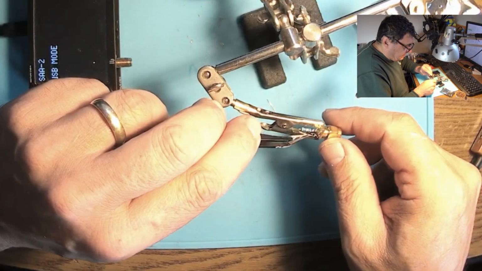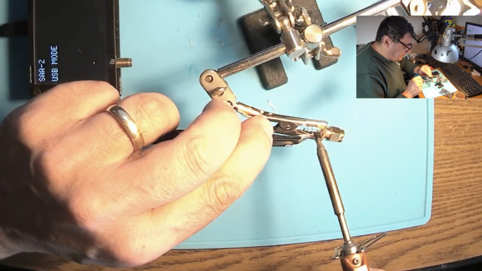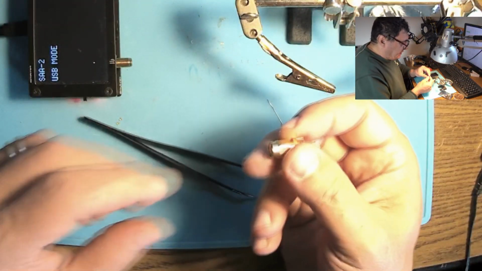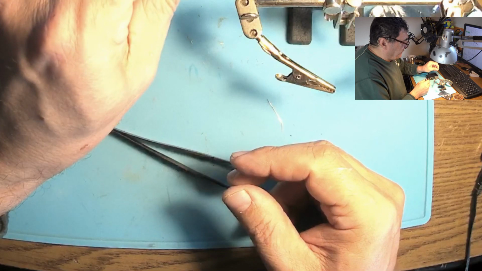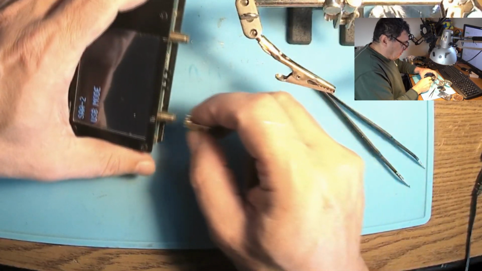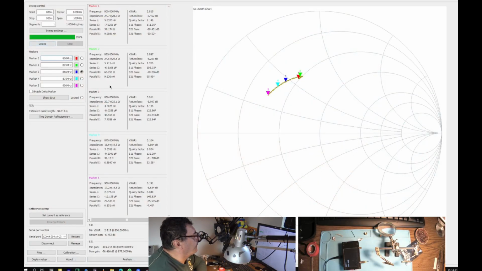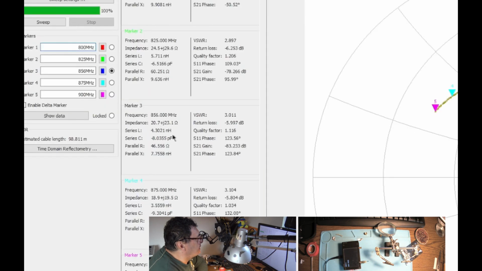This is flux fumes. It smells like rosin, because it is rosin. So that's the first attempt. Very easy to do. Now, if we have this connected to the NanoVNA, oh, there we go. Look at number 3. So we have 47.5 ohms. That's pretty okay.